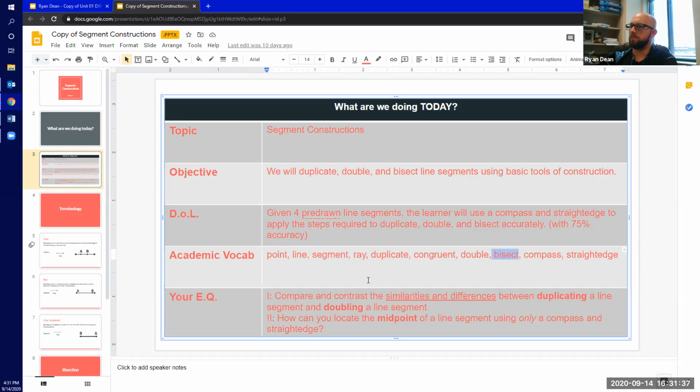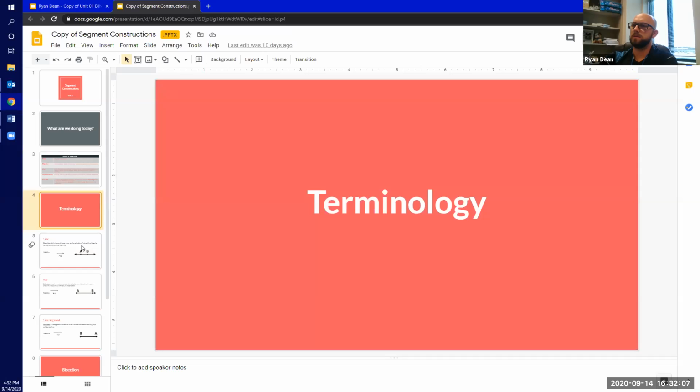So the things that you should be able to do from this PowerPoint are really how to locate the midpoint of a line. And we'll also talk a little bit about the similarities of duplicating and doubling. But the biggest key takeaway here is going to be this midpoint definition and the definition of bisects. So let's go ahead and start with some terminology.